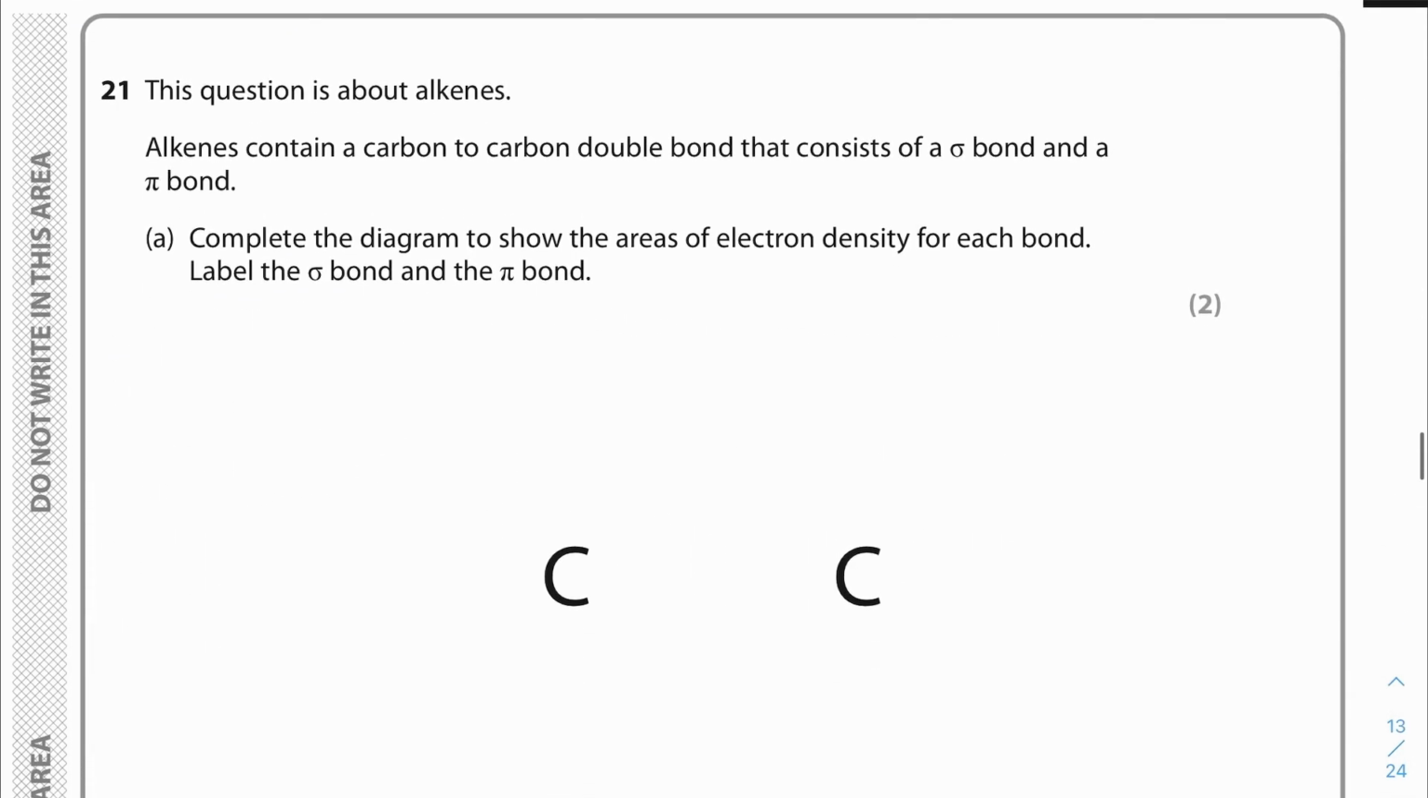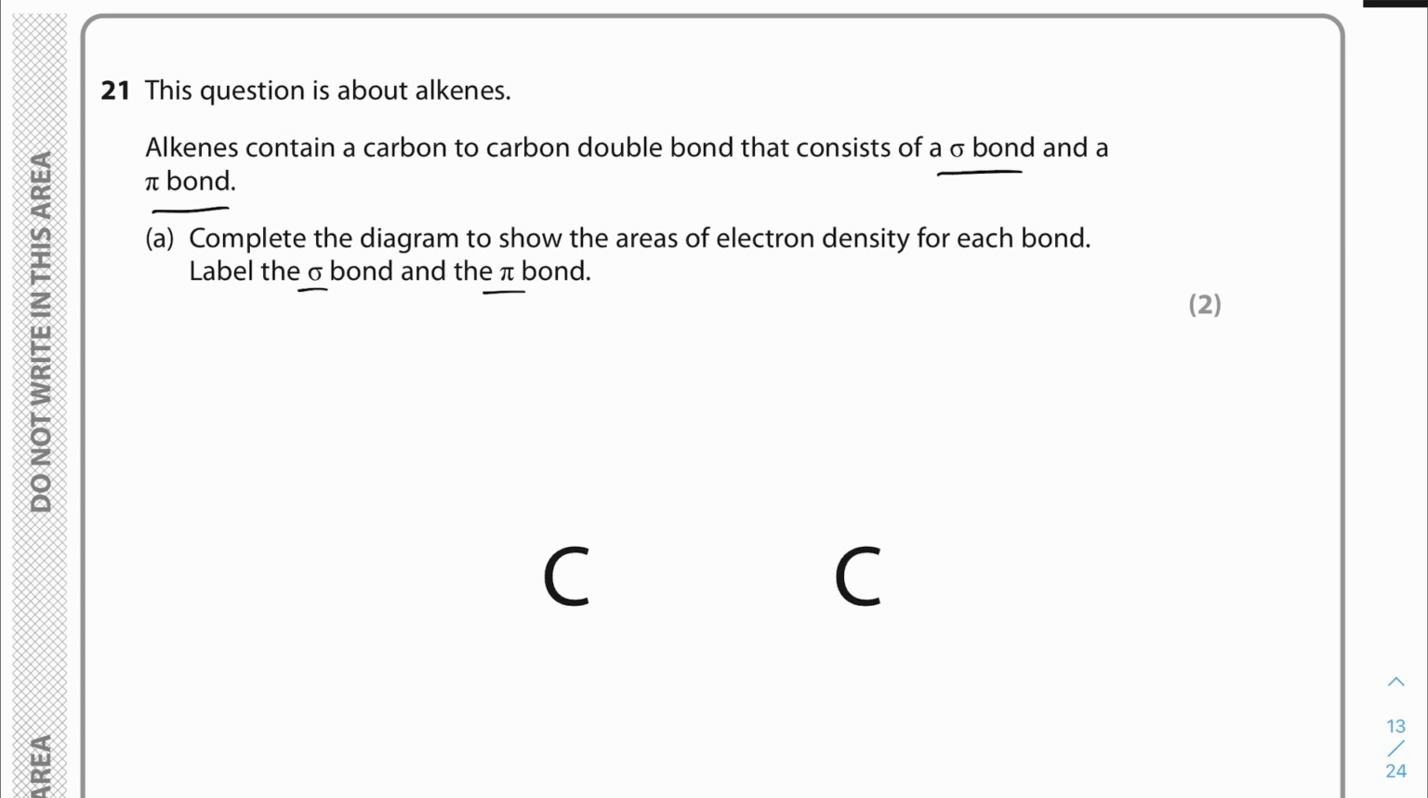Okay, move on to question number 21. So this question is about alkenes. Alkenes contain a carbon to carbon double bond that consists of a sigma bond and a pi bond. Complete the diagram below to show the areas of electron density for each bond. Label the sigma and the pi bond.